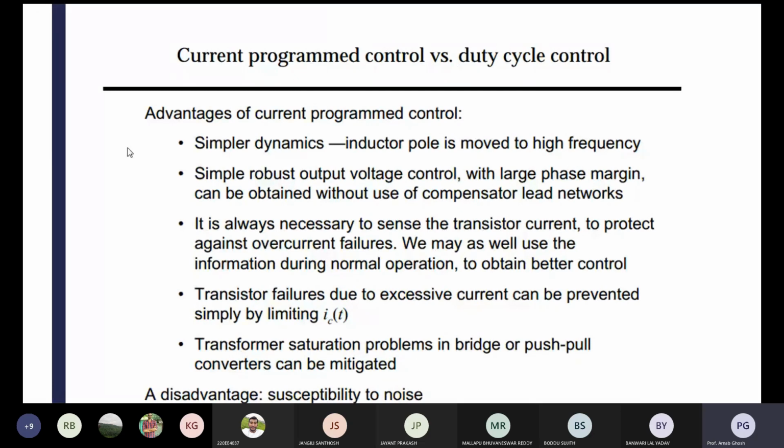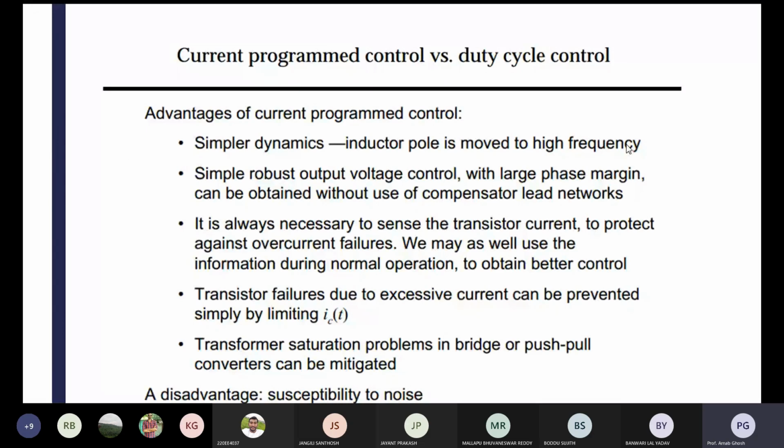So what are the advantages of the current program control? First, simpler dynamics: the inductor pole is moved to high frequency. You know that because of the presence of the inductor, the non-minimum phase problem occurs. If it goes to high frequency, if it tends to infinity, the effect of that pole on the converter dynamics will be reduced.